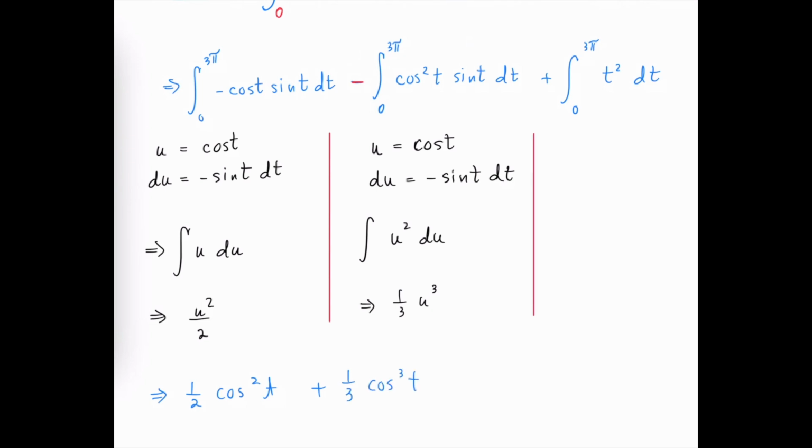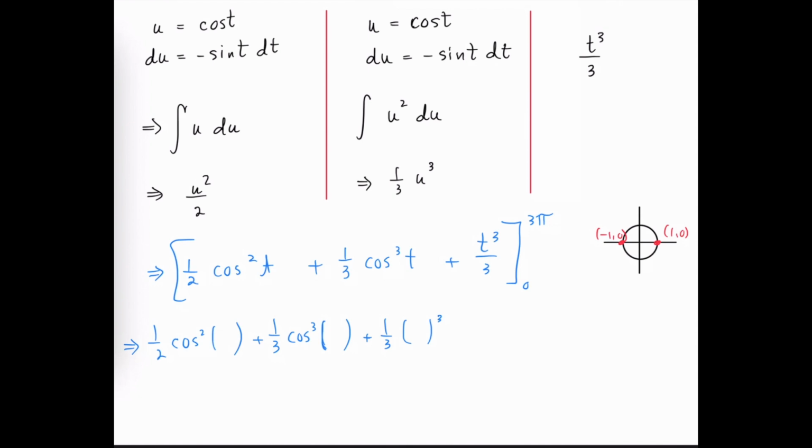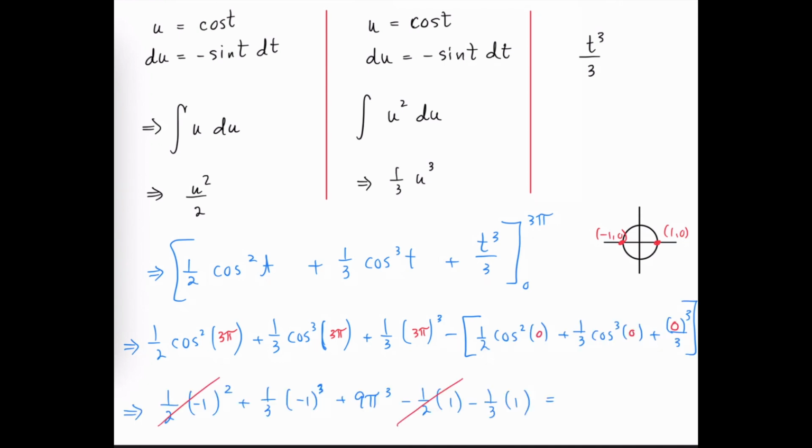And this third integral is going to evaluate to just t cubed over 3. So we'll add that in down here and then evaluate this entire antiderivative from 0 to 3 pi. So we plug in 3 pi into the antiderivative, and from that we subtract the lower limit plugged in, which is 0, and then simplify to get 9 pi cubed minus 2/3. And this would be measured using some work units.